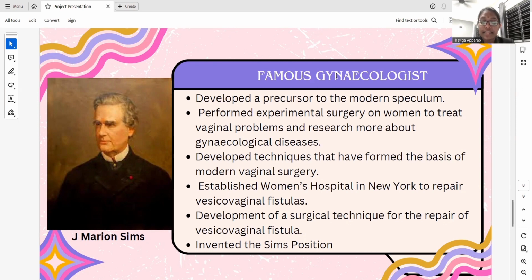Dr. Sims invented the Sims position, which is a position used for the rectal examination, treatments, and the examining of women for vaginal wall prolapse. Thank you.